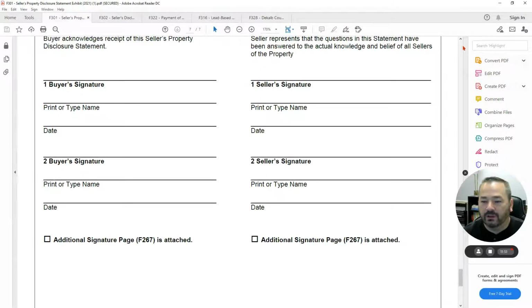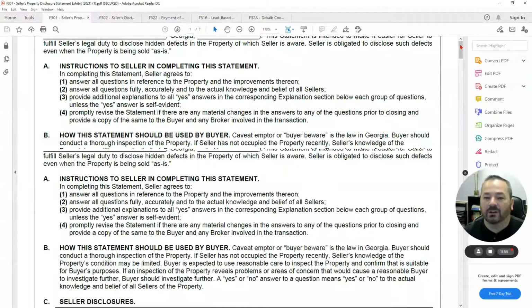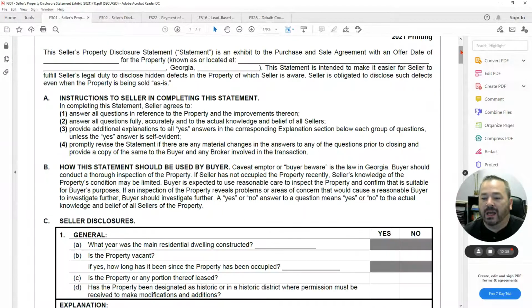So who fills this form out? The seller does. You don't fill this form out. And I'm going to tell you why. It's to protect you. Okay. We, a few years ago, had an agent in our office that had their closing. A couple of hours after closing, they got a call from the buyer's agent.